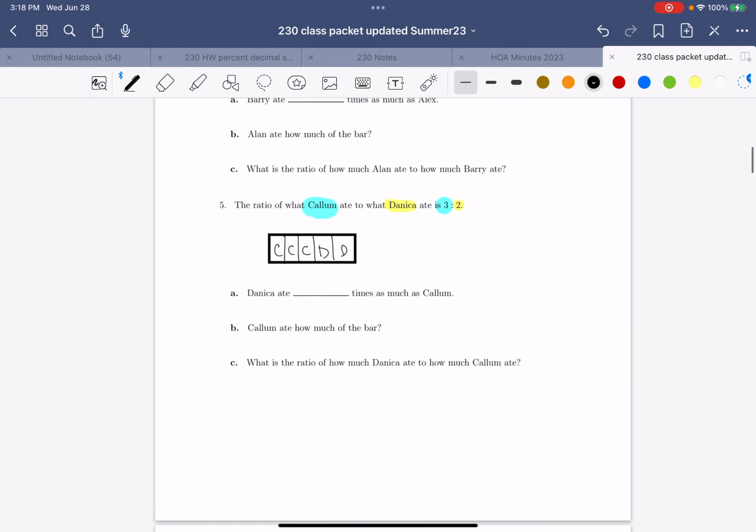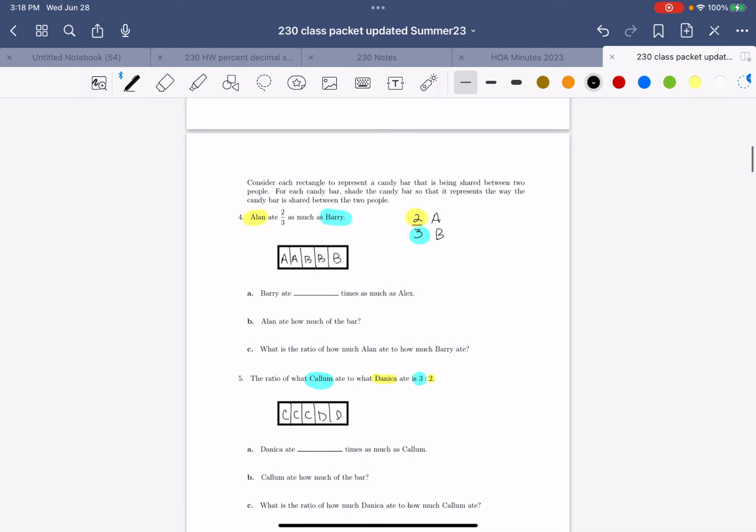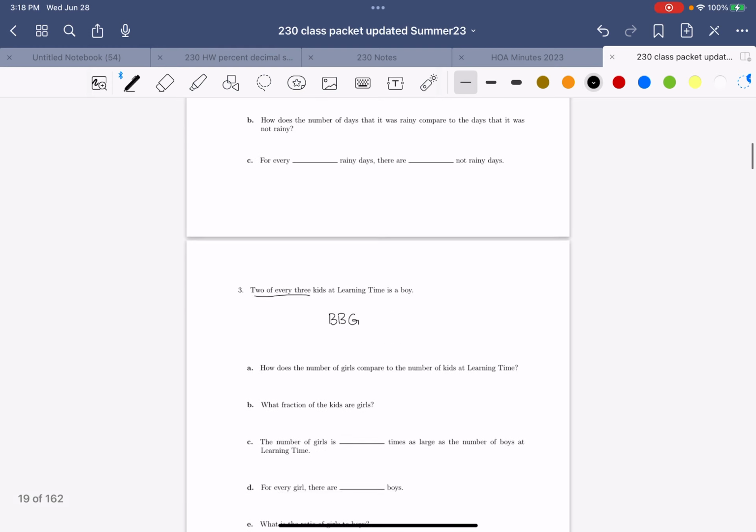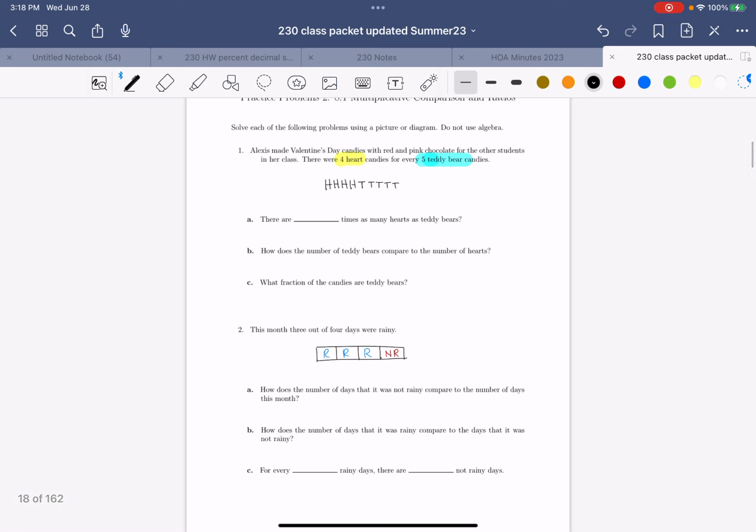Okay. So hopefully that gives you an idea of how you can represent your ratios with pictures, and then I'm going to let you go ahead and answer your questions from there. If you have more questions or you're not sure how I'm coming up with these, feel free to reach out and we can make sure you get all the answers you need.